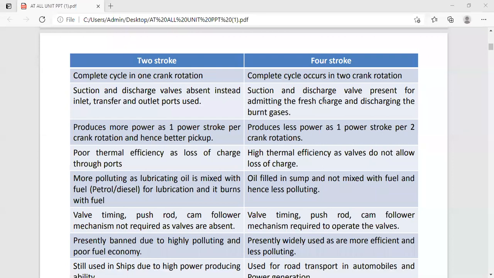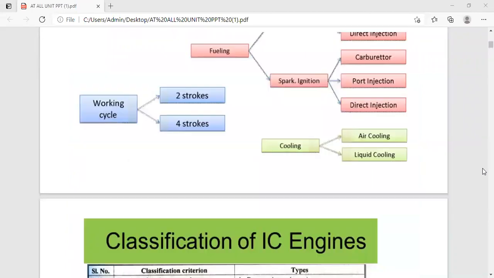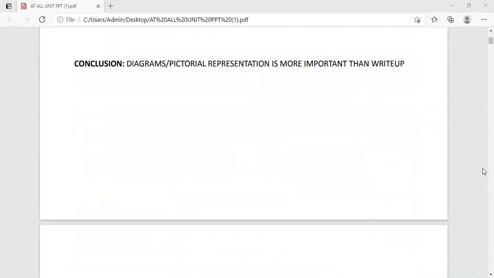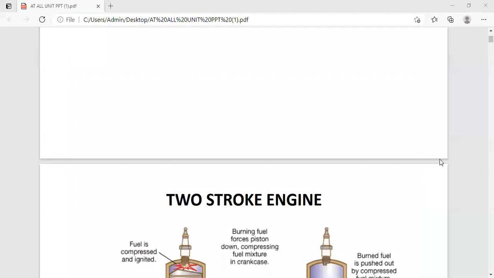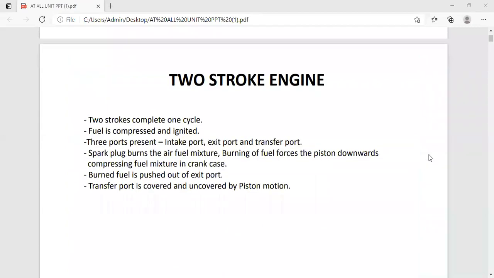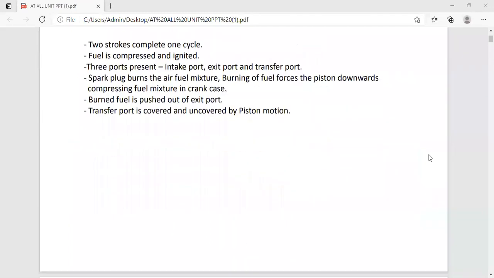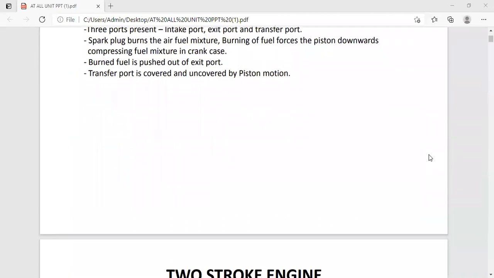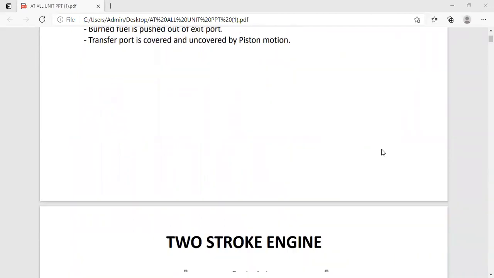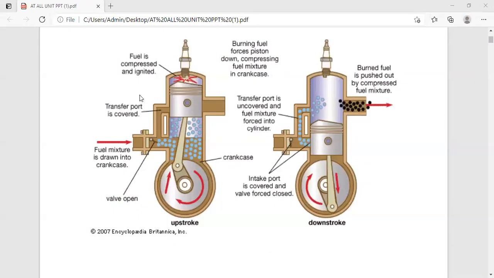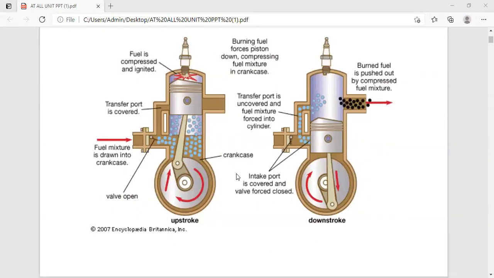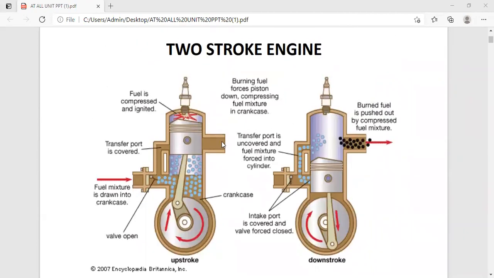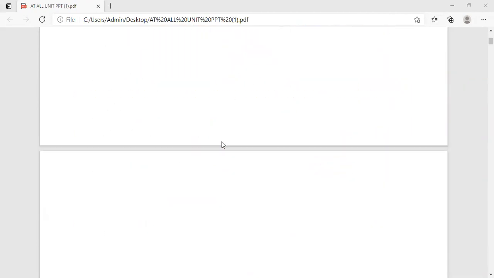So we are going to conclude today's lecture. Today we first saw a brief introduction of the two-stroke engine. In a two-stroke engine, two strokes complete in one revolution, and fuel is compressed and ignited. There are three ports: inlet, exit and transfer port. As we have seen, the spark plug burns the fuel. We have seen all of these in this diagram.